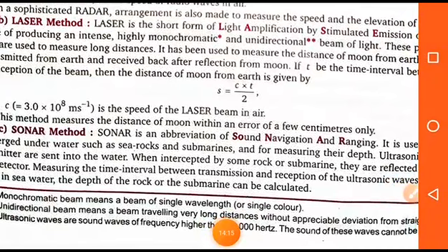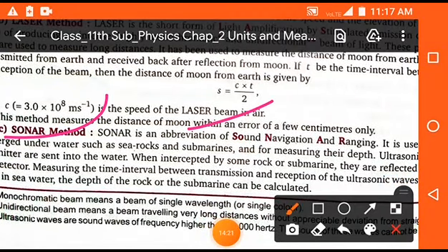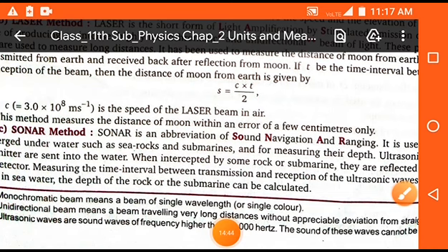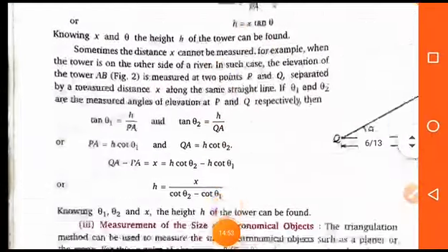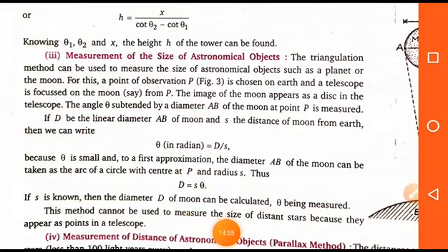Next one is the sonar method. Sonar means sound navigation and ranging. With the help of this method, we can also find the distance or the depth of any object placed under water, such as sea rocks and submarines, by using ultrasonic waves. These waves have a larger speed, approximately 1400 kilometers. Clear? Okay, students.